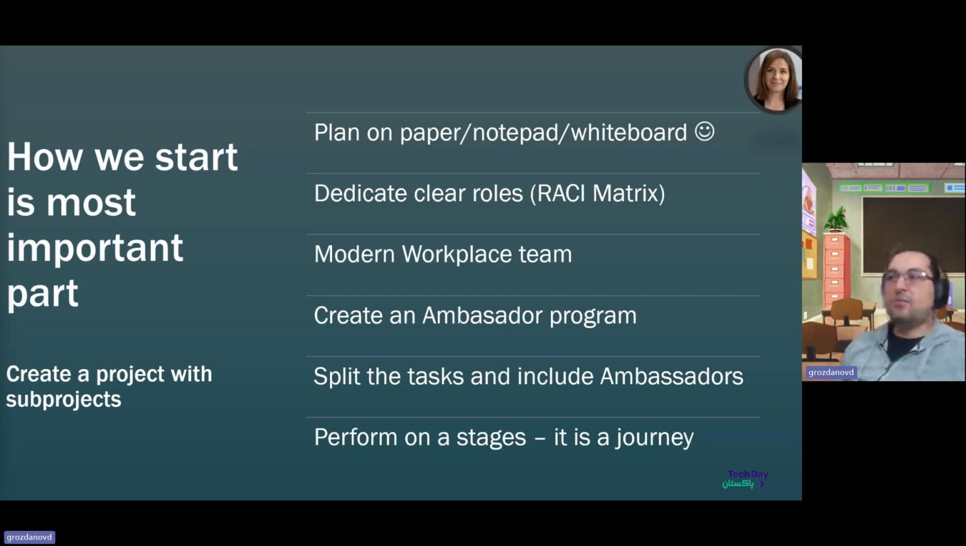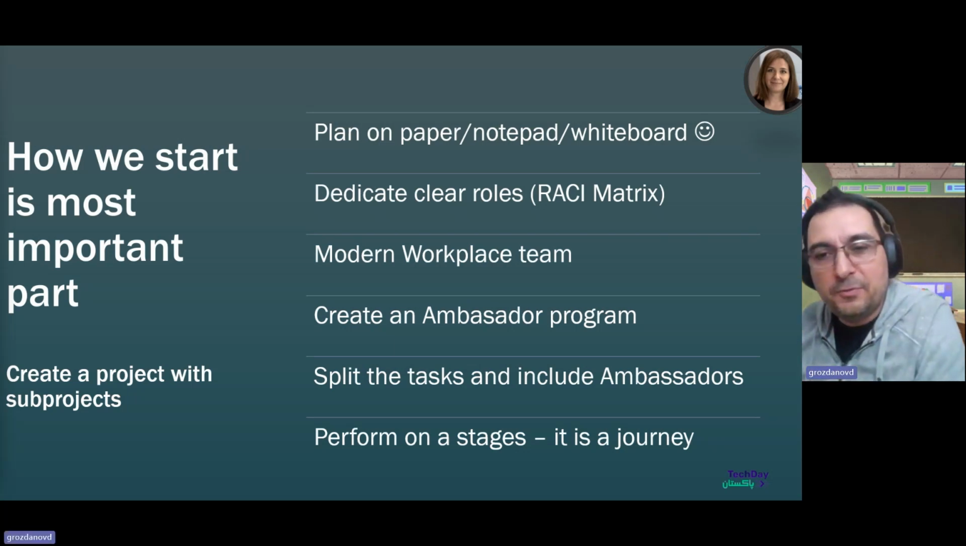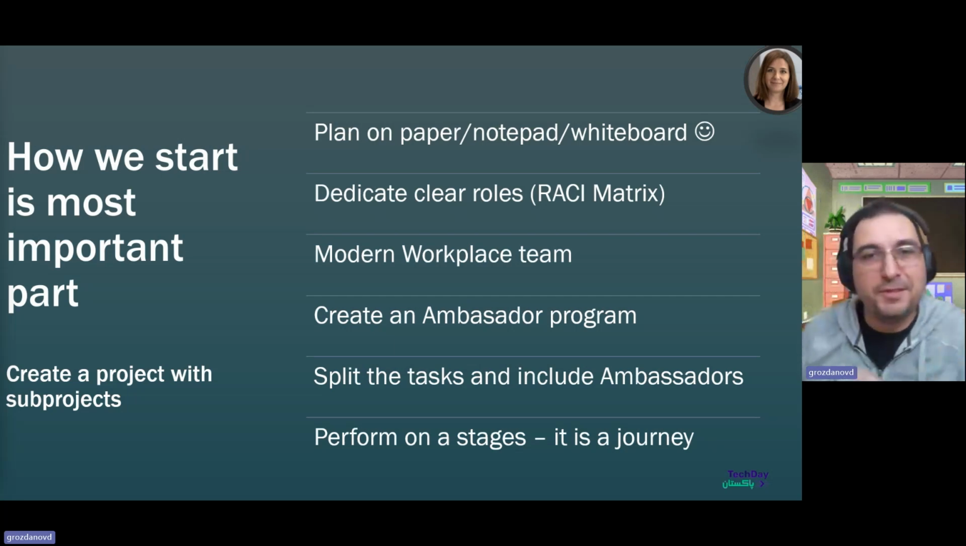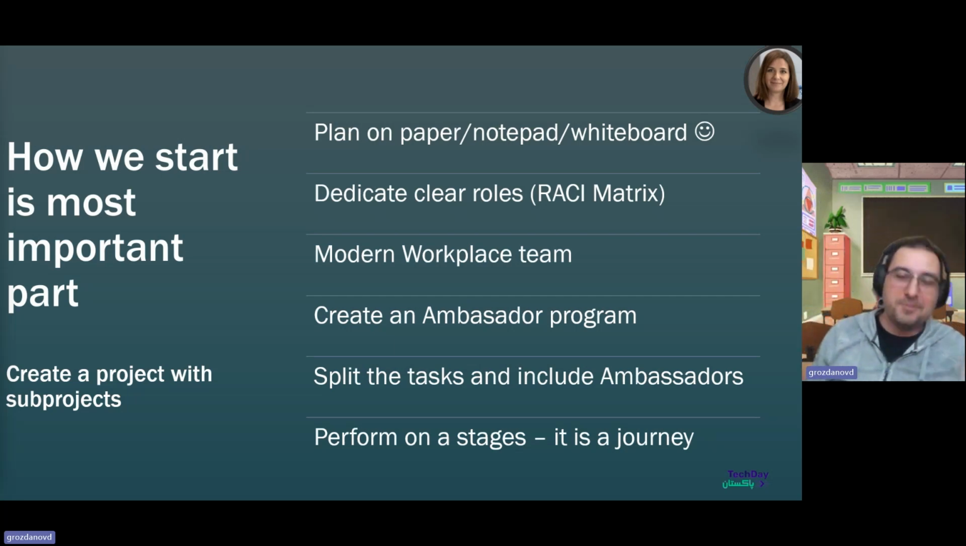We need to dedicate clear roles, right? That's the responsible, accountable, consulted, informed, the RACI matrix. There is a nice Excel sheet. You can pick it up and, if I may use the term, steal it from the cloud adoption framework. It's mainly for Azure roles, but it helps in this way.